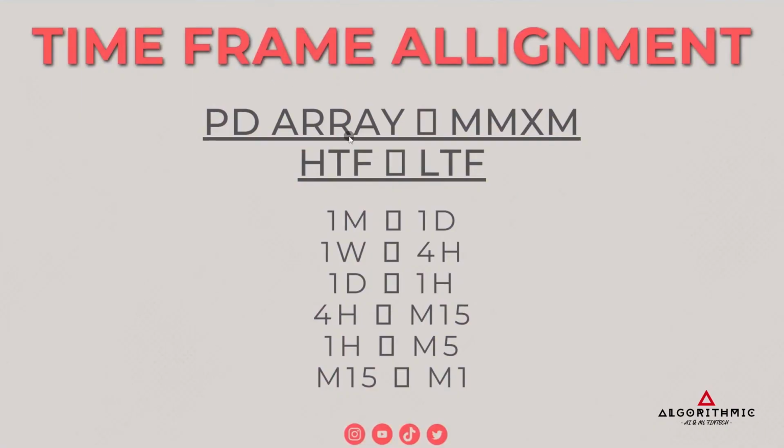That's where everything is going to be. So market maker's model is nothing but going from, again, a higher time frame where we have a PD array to the lower time frame where the market maker's model is going to be seen clearly, right?